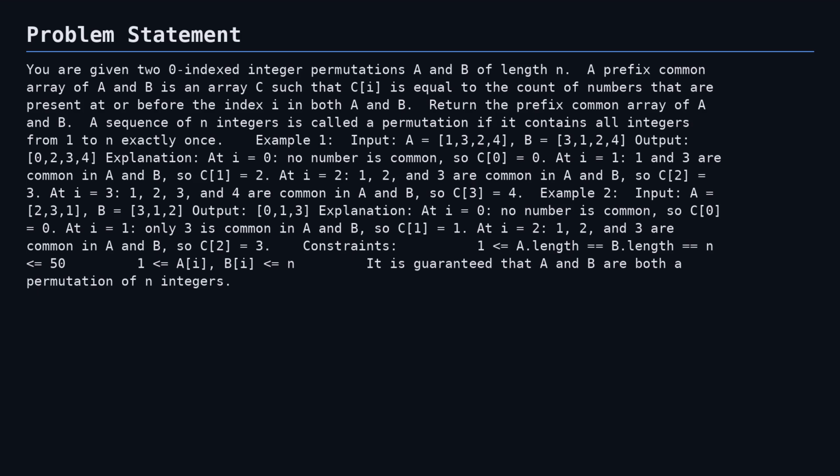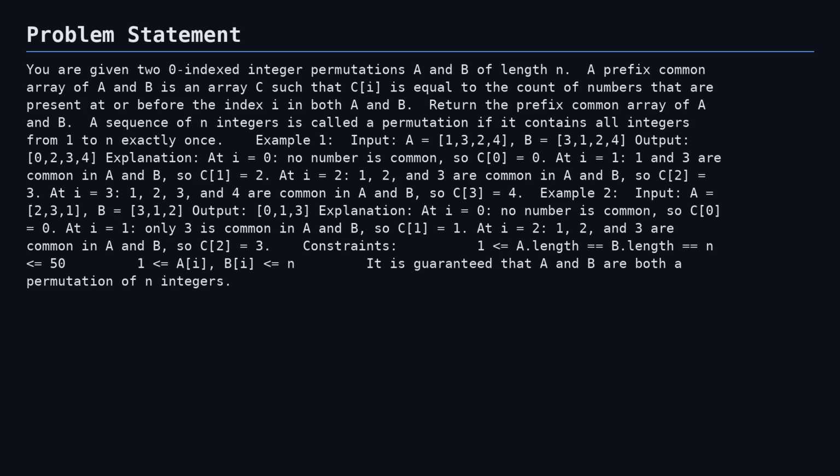The problem statement is asking us to find the prefix common array of two arrays A and B. What this means is that for each index i, we need to count the number of elements that are common to both arrays up to that index. It's like taking a snapshot of the common elements at each point as we move through the arrays. This requires us to keep track of the elements we've seen so far in both arrays and find the intersection of these elements at each index.